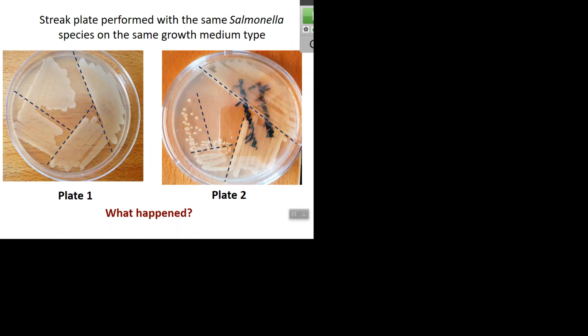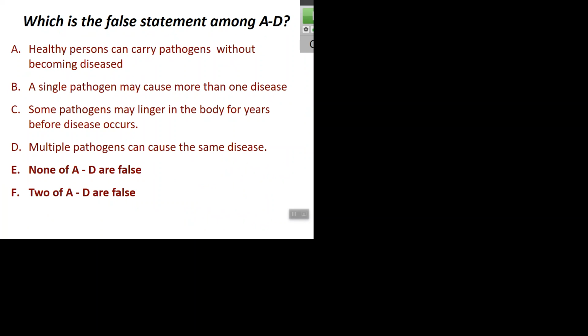I'll skip that question. I'll do that one next time. So here's a question that relates to the next thing we'll talk about. This is about which is a false statement among A to D, and again it relates to pathogens and what they can do or can't do. Look at each of those four.